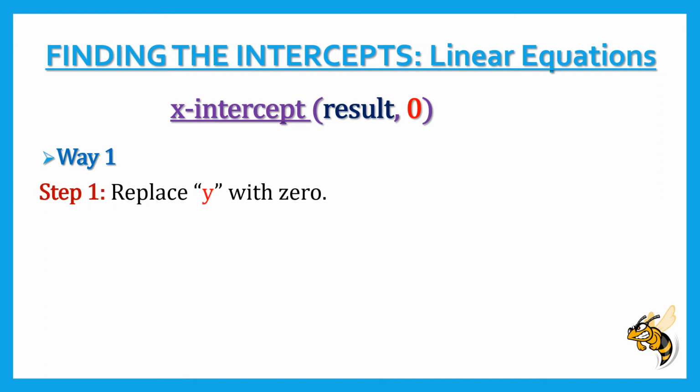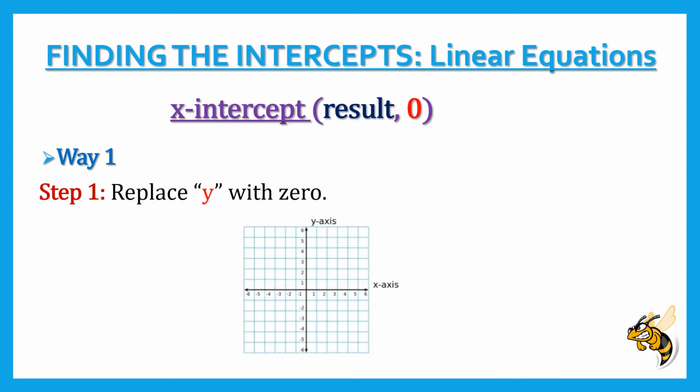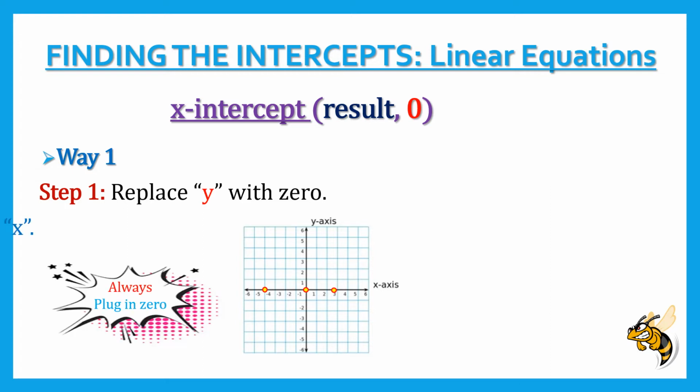Way 1. Replace y with 0. If you take a good look at the graph grid, no matter where you touch the x-axis, the value of y will always be 0. And that allows me to replace the value of y with 0. Step 2, solve for x.